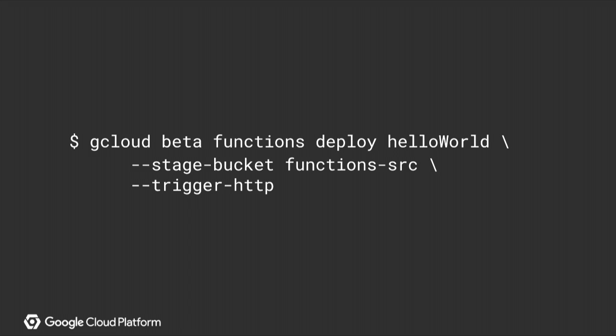This is what a deploy might look like for that from the command line. We also have a web UI, which I'll show you in a little while. You just deploy the function. You give it a stage bucket, which is where we store your deployment while we're building the function. And then you just say it's a trigger HTTP, and we'll give you back a URL.